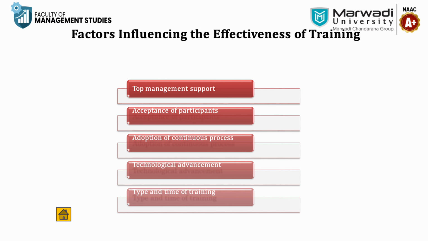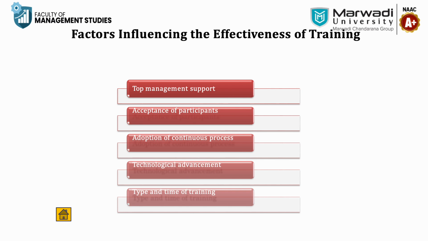Next one, adoption of continuous process. So training is not just one time activity. Of course, if there are certain changes or certain skills that you are teaching, then it becomes one time activity. For example, you have just introduced a new machinery in the organization, and you are training them to learn how to work on that machinery, then it's a different story. But otherwise, training is a continuous process, because everybody needs motivation on regular basis. Everybody needs to keep learning new things in their own industry. That's why it is a continuous process.